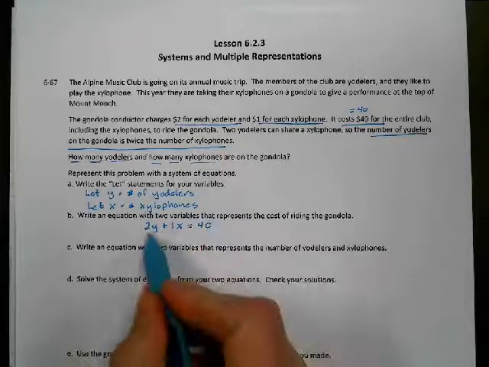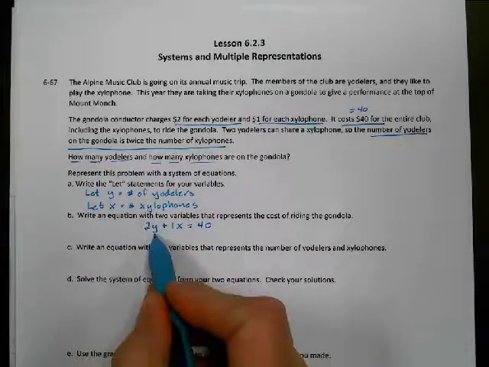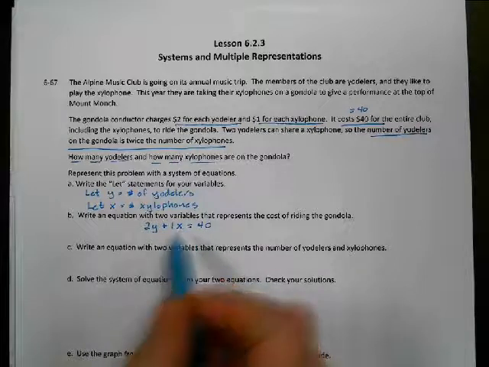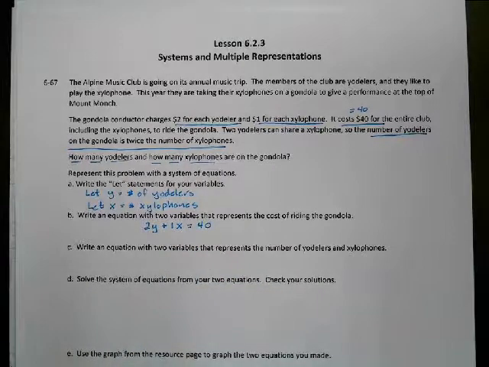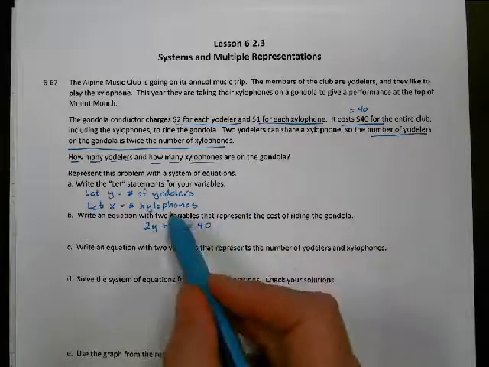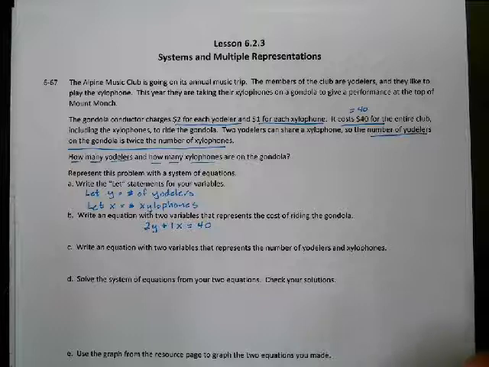So 2y represents the money that we spent on the yodelers, and 1x represents the amount of money that we're spending on the xylophones. Now, why are they charging more for the yodelers? The xylophone's going to take up more space. Moving on.